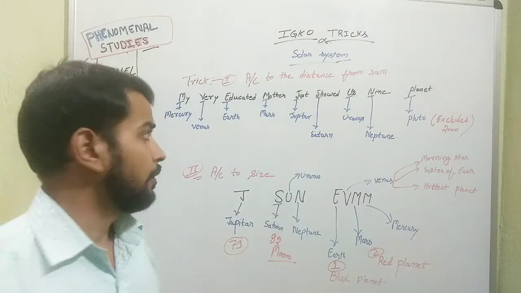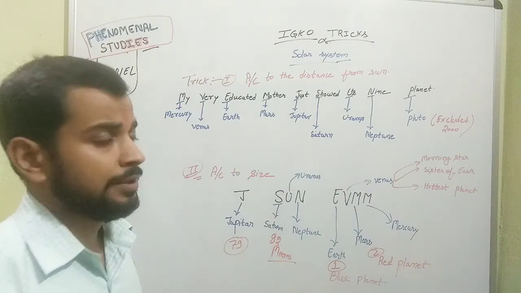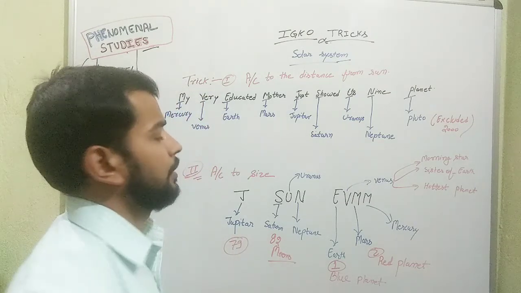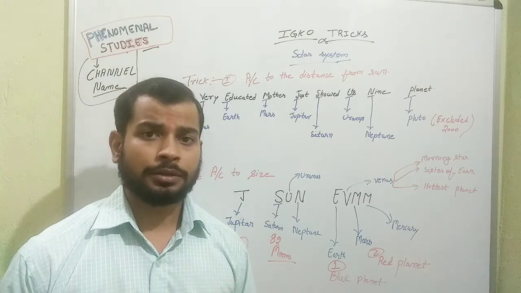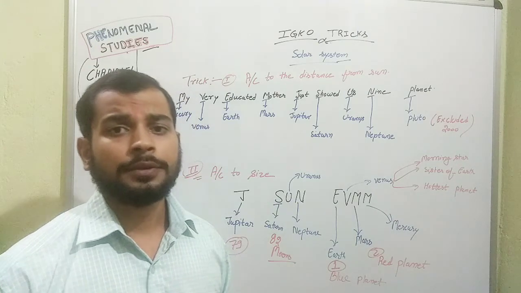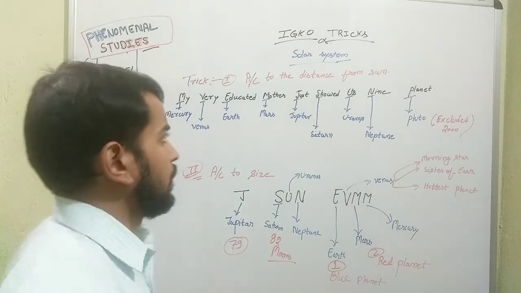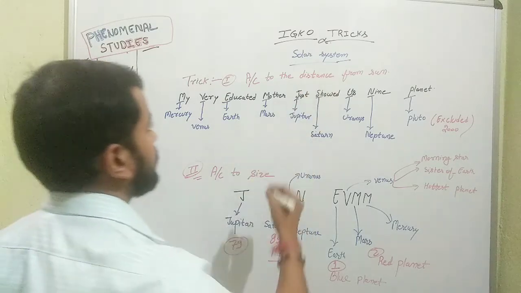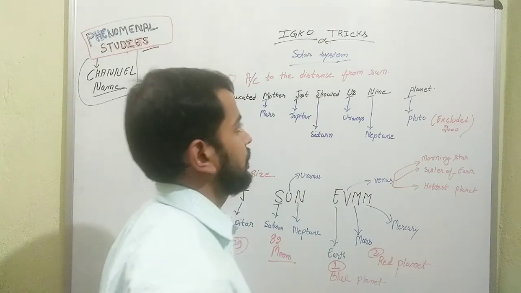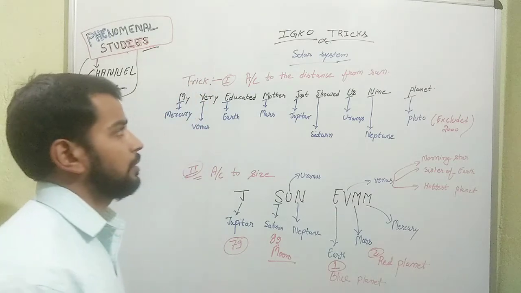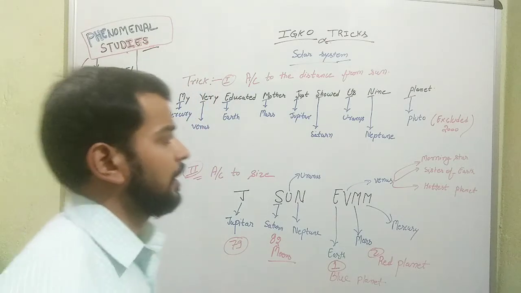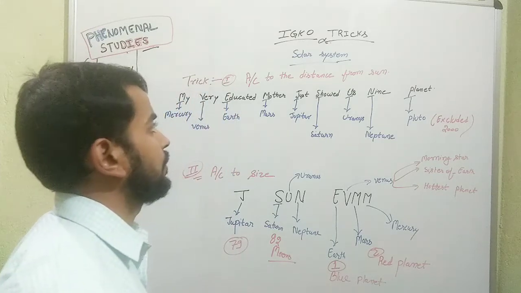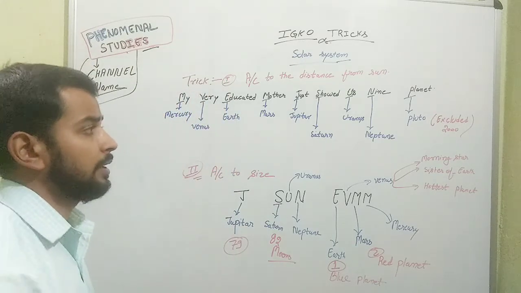So today we are going to talk about the solar system tricks related to GK. You can also use it in understanding and solving the questions of NSO2. So let's begin. Trick number 1, friends: according to the distance from the Sun. How are the planets arranged, and how will you get to know every planet's name according to the distance from the Sun, like how far they are.